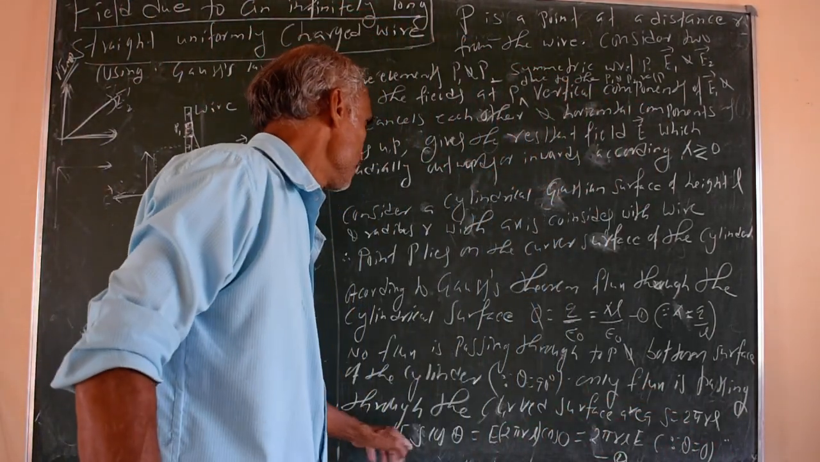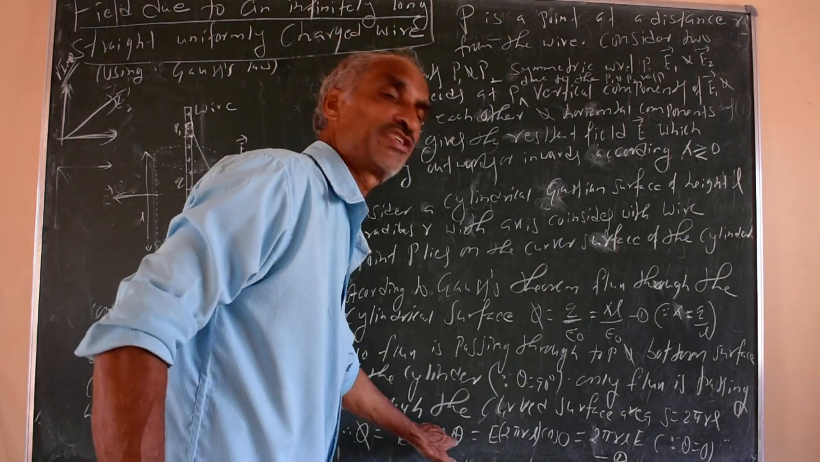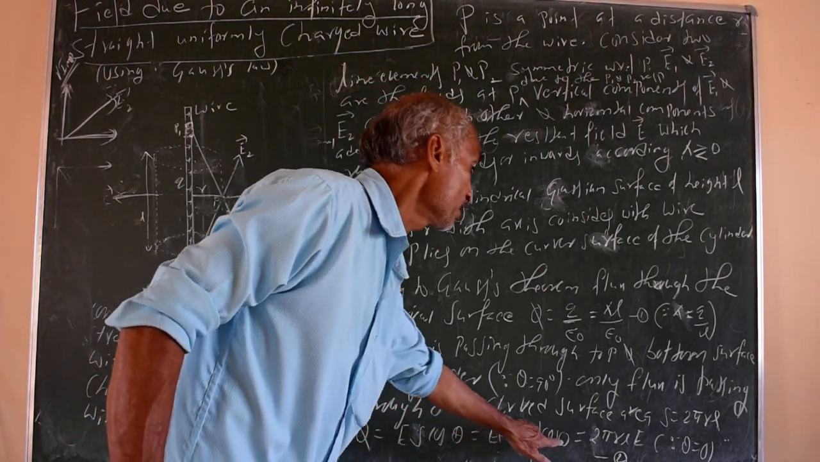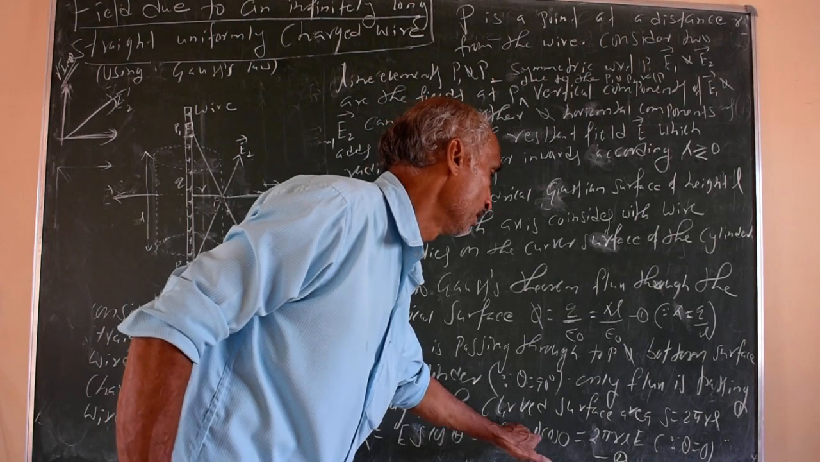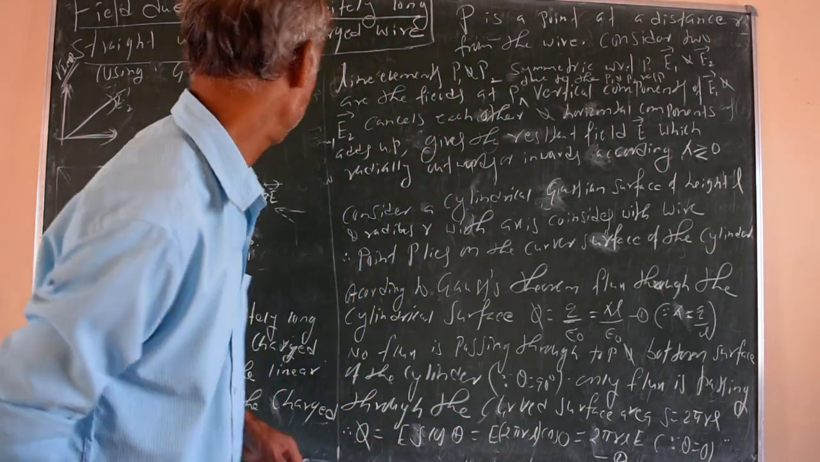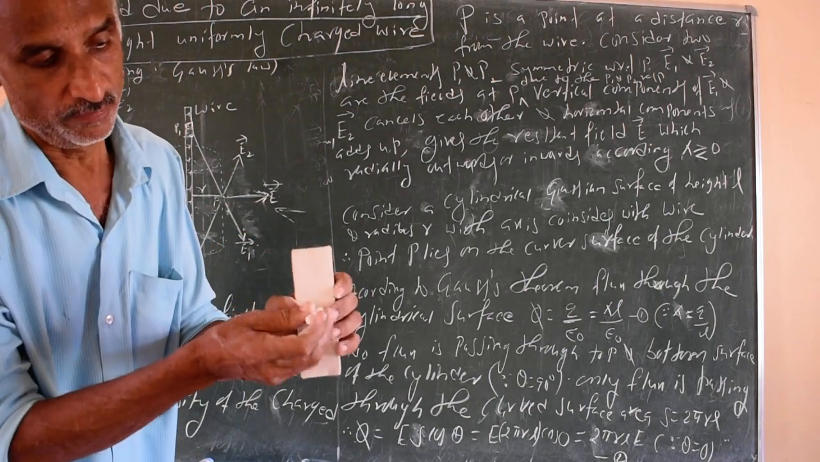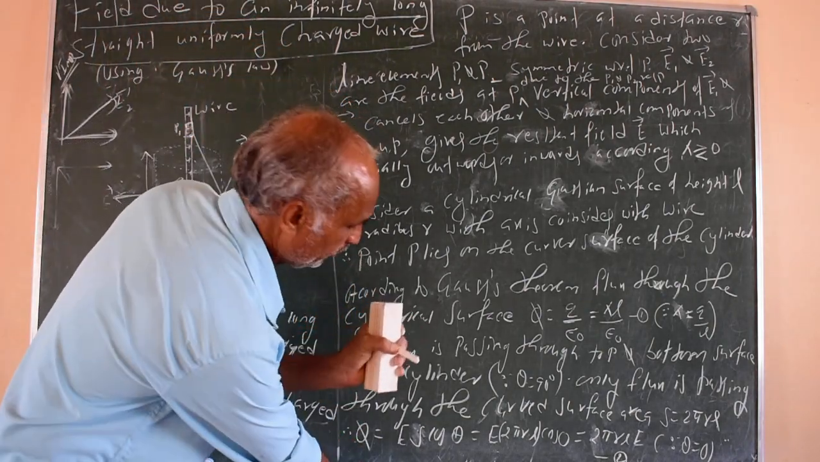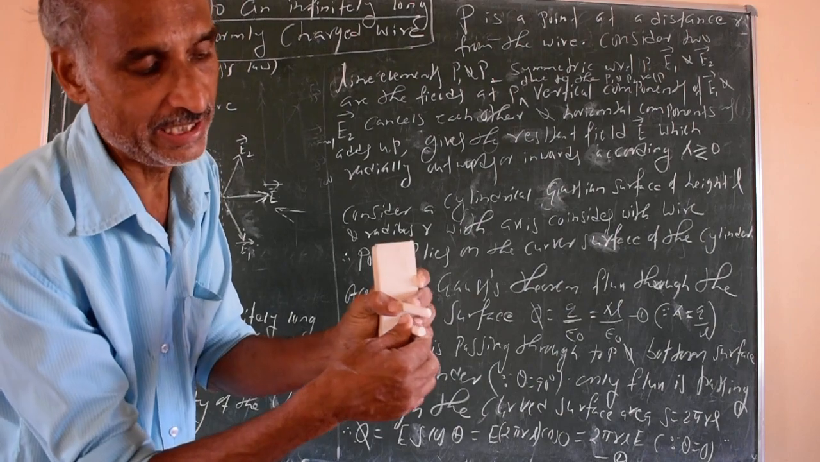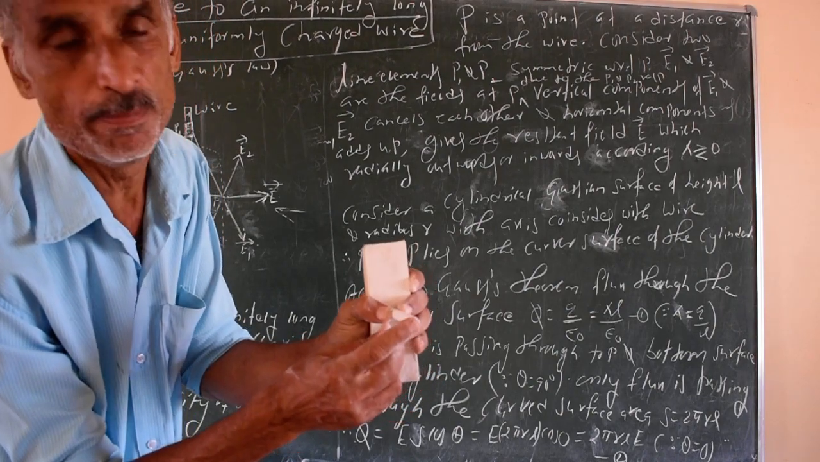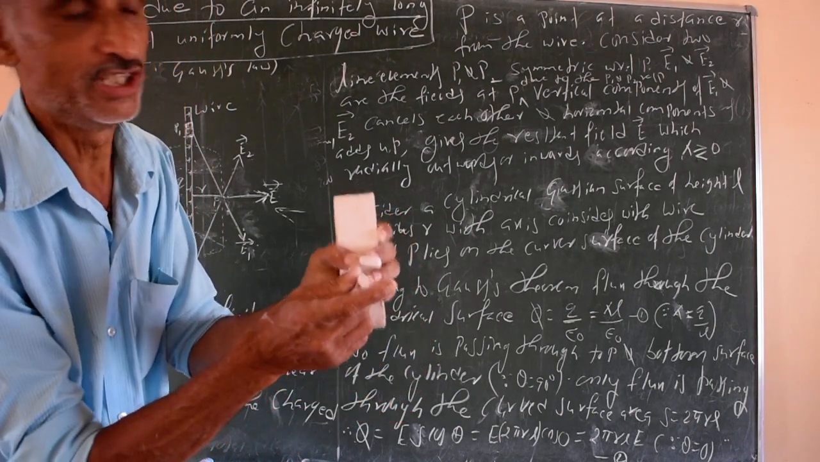Therefore, phi is equal to E S cos theta. Sorry, theta is 0 for the curved surface. The field direction is like this, and the normal to the surface is also like this. Theta is the angle between the normal and the E vector. Both are parallel, which means theta is 0.